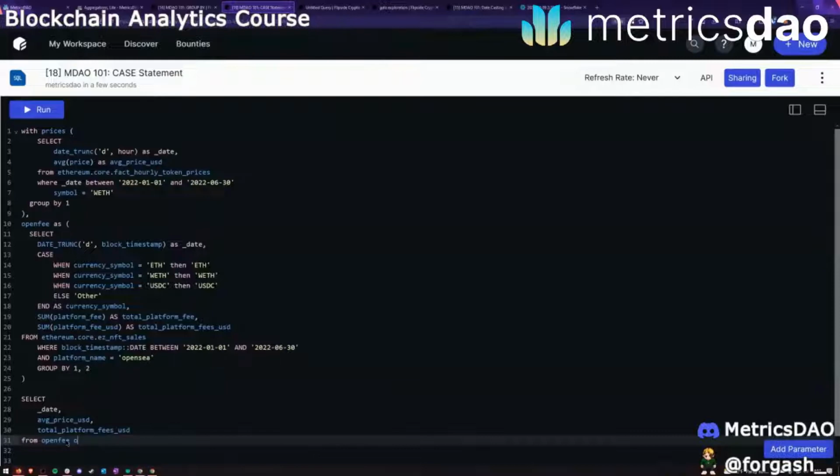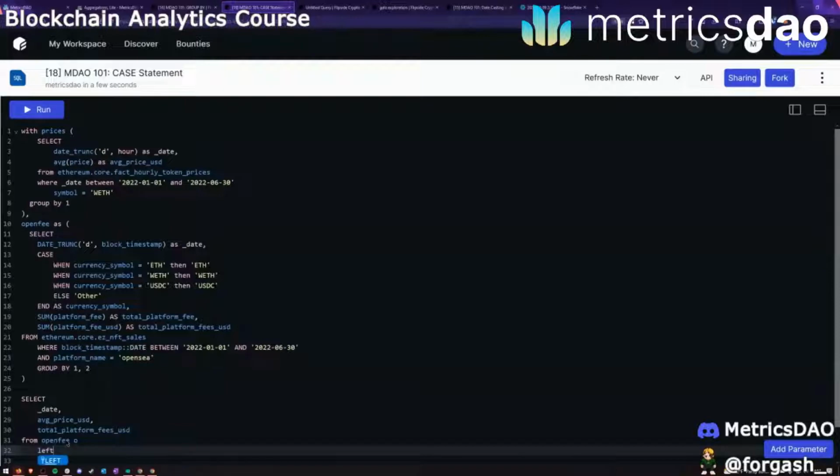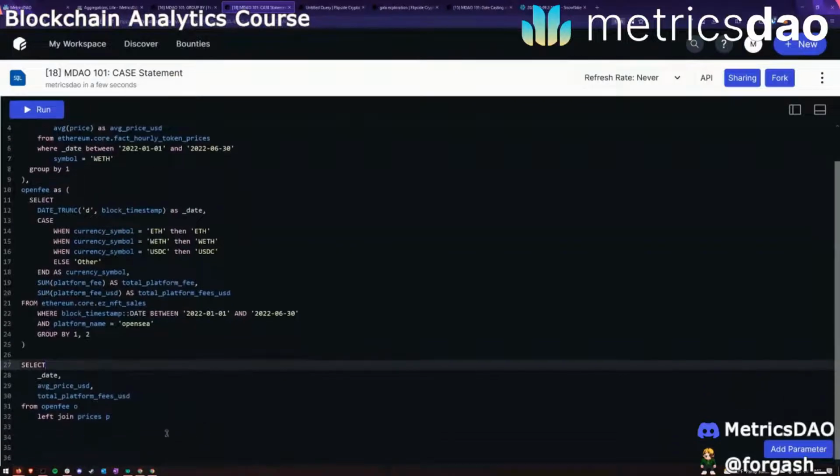When it's a table, you don't necessarily have to use as. Even with columns, you don't necessarily have to use as, I believe. But this is just the syntax that I personally follow. And then immediately following the from, we're going to left join prices P. Are we done here? Are they just now joined?